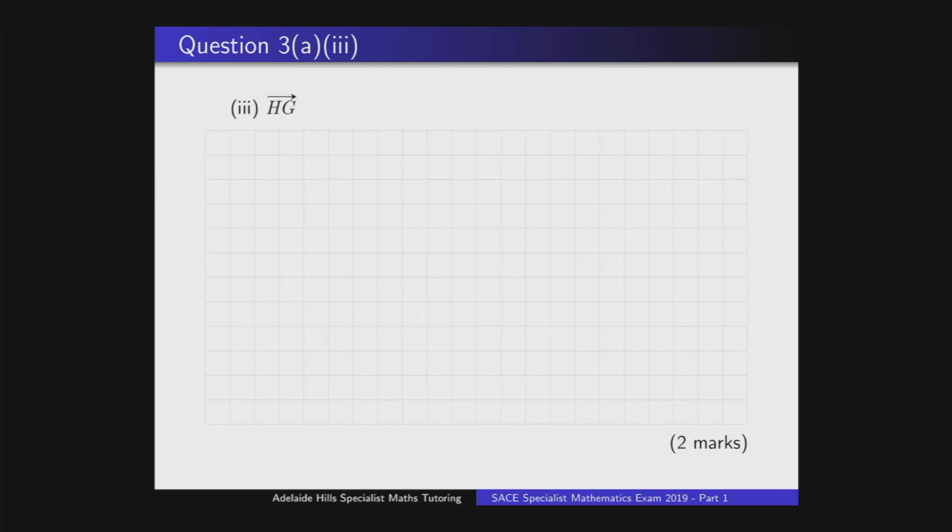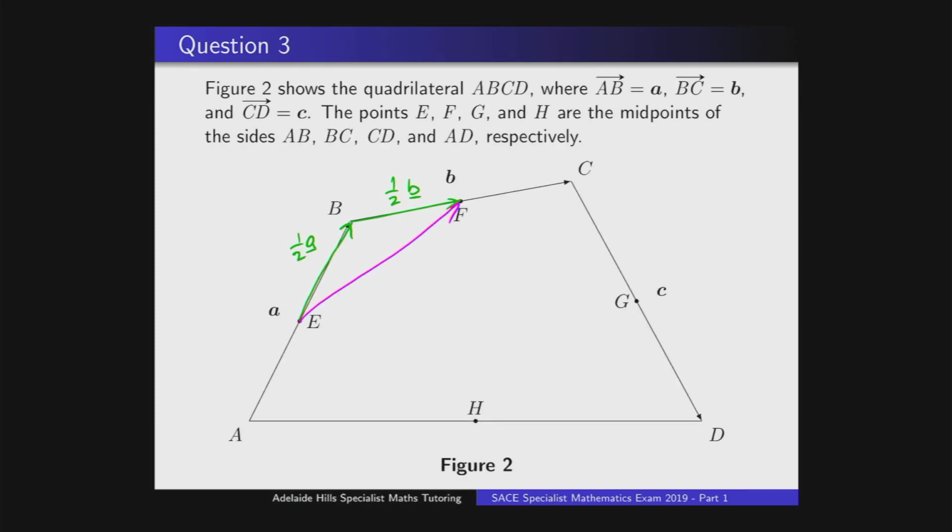Now we also want to find the vector HG, and this is worth 2 marks. The other two subparts were worth 1 mark each, so this is going to be a little bit more work, we would assume. We're after H to G, this vector that goes here. To get from H to G, we go from H to D, and that's the vector 1/2 (A plus B plus C). We calculated that in part 1.